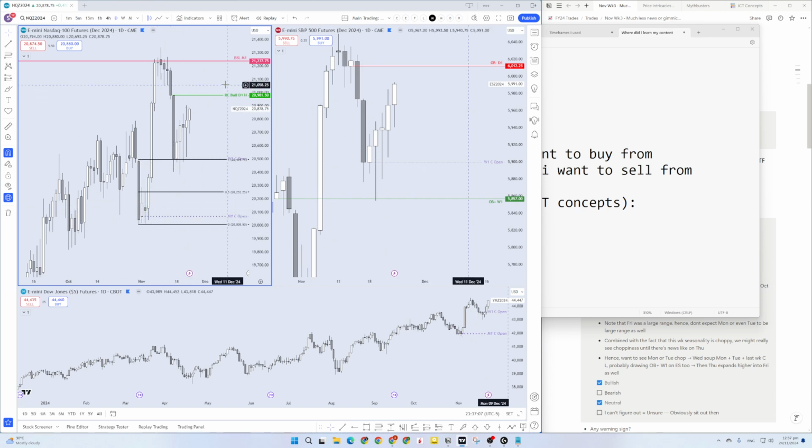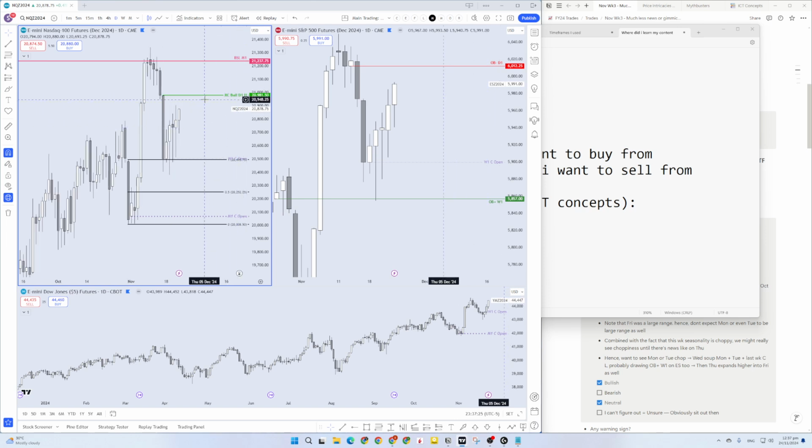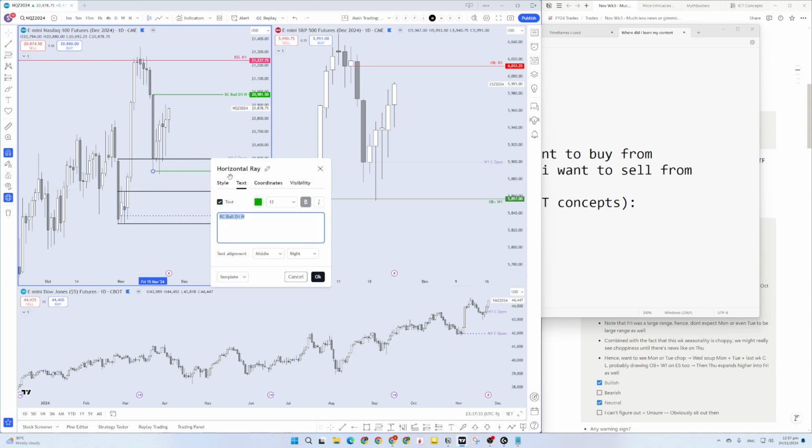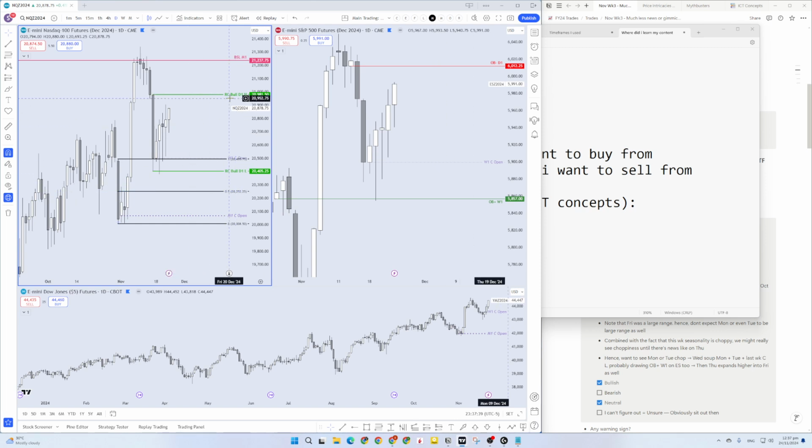You see this RC Bull D1H. This basically means relevant candle, a bullish one, meaning I expect to buy in this area, daily high. Conversely, this will be called RC Bull D1 low. What is the relevant candle here? It's pretty obvious, I'm talking about this candle. So this is the high of the candle and this is the low of the candle.